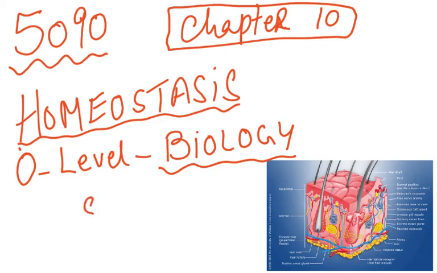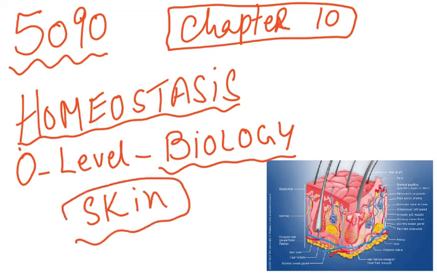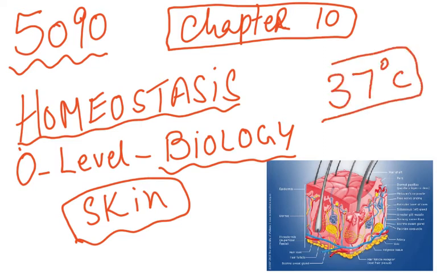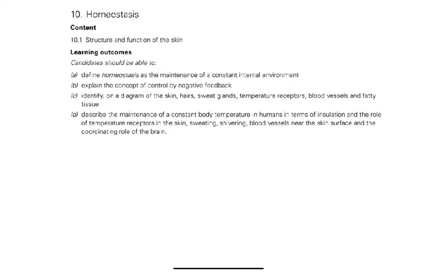We're going to study the structure of the skin. Everything is about the skin. So how the structure is adapted for its function, and the function basically is to maintain a constant body temperature. As you know, all human beings are maintained at 37 degrees Celsius. So in order to maintain a constant body temperature, we're going to study the structure and the functions of the skin.